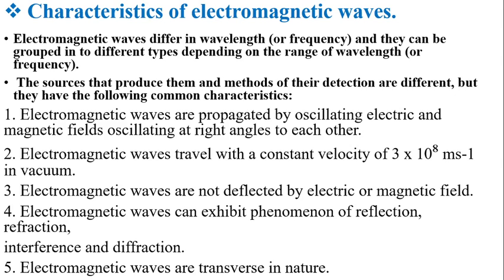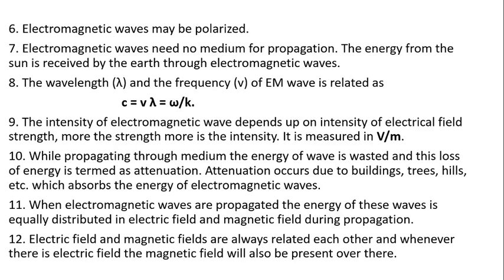Next, electromagnetic waves are transverse in nature. Also, electromagnetic waves may be polarized. And the next property is that electromagnetic waves need no medium for propagation. The energy from the sun is received by the earth through electromagnetic waves. The wavelength lambda and the frequency nu of an electromagnetic wave are related by c equals nu lambda, that is, equal to omega upon k.